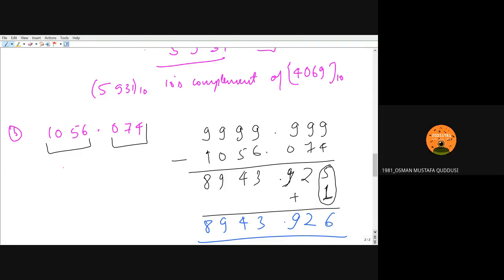But in that case, for a 4-digit number, if you want to find its 10's complement, you can subtract it from a 5-digit number, right? That will be 10,000.